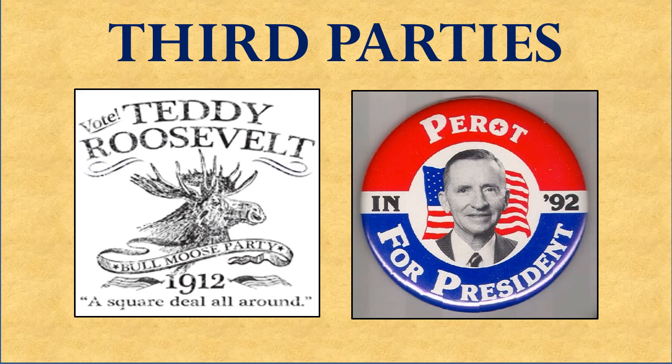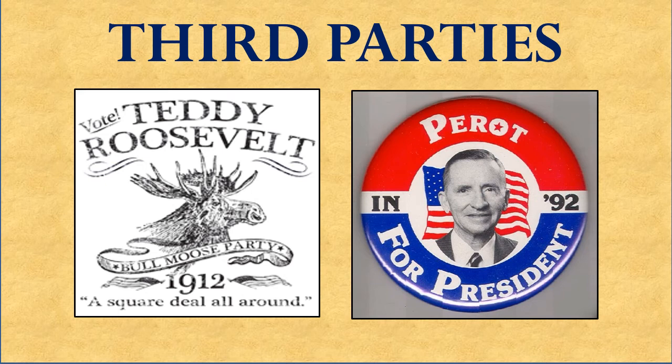It became known as the Bull Moose Party. Its official name was the Progressive Party, but people called it the Bull Moose Party. And Teddy Roosevelt, as the nominee of the Bull Moose Party, actually defeated Taft in the election. Problem was they split the vote and Woodrow Wilson got elected president instead, the Democrat. But Teddy Roosevelt was very successful as this third-party candidate, receiving about 27% of the vote.